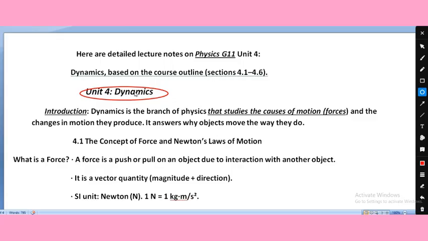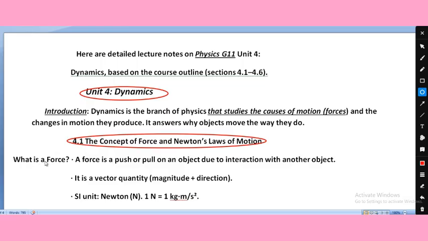So under this unit 4, physics grade 11, chapter 4, we discuss dynamics, and under this we discuss the concept of Newton's laws of motion. As we have learned in class, there are three of Newton's laws of motion: Newton's first law, second law, and third law.